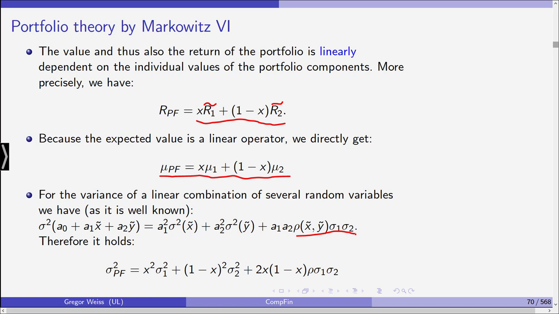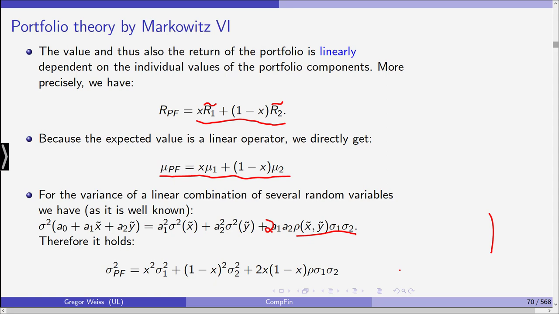And actually, I'm not quite sure, I think it has to be 2 A1 A2 covariance. As you can see down here, we have X squared sigma 1 squared plus 1 minus X squared sigma 2 squared plus 2 X times 1 minus X, that is 2 A1 A2, and then rho sigma 1 and sigma 2. So this is a typo here. We need a 2 in front of the A1 A2. That's the variance of the portfolio return.